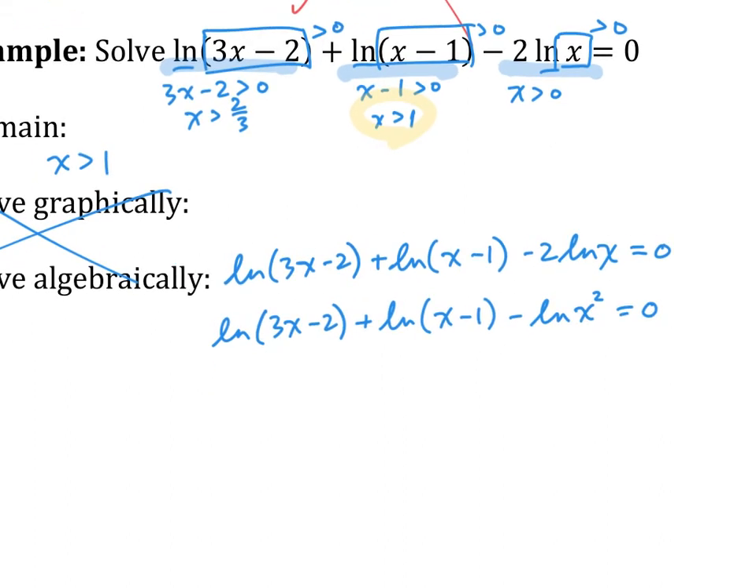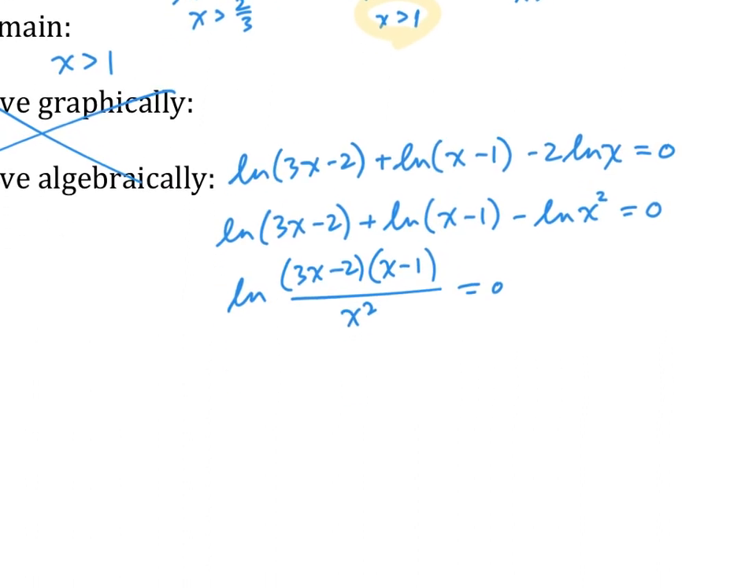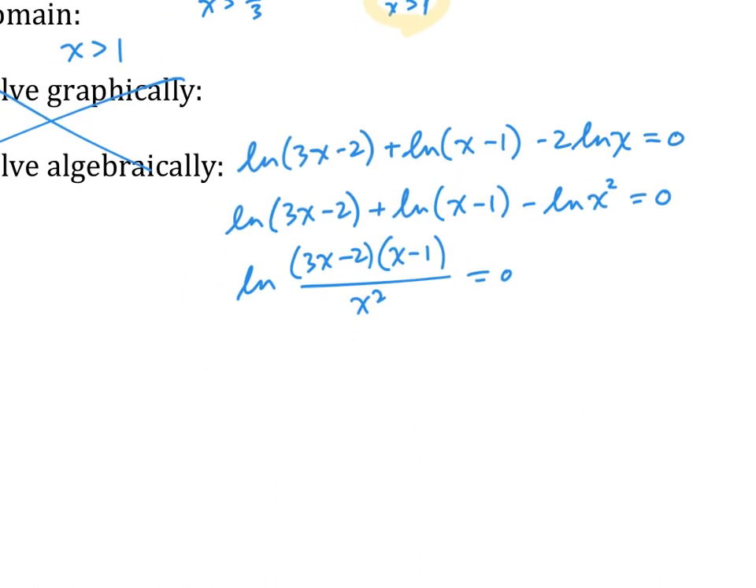All right, now this adding becomes a multiply. This minus becomes a divide. All right, we get to this point and you might say, wow, that's still very hard to solve. Don't worry, we can do this. Okay, so to get rid of this log, we need the same base. Well, that base is e, so we're going to raise both sides by e. That cancels, so we just get 3x minus 2 times x minus 1 over x squared. e to the 0 is 1.